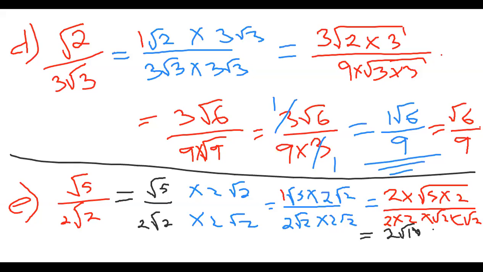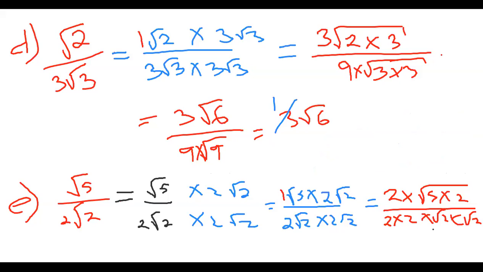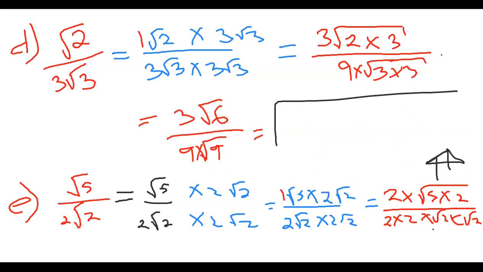Divide, let me write up here because the space has jammed. So I'll simply have 2 root of 10, and here I'll have 2 times 2, I have 4. Times 2 here, I'll have 8. I'll have, in other words, root 2 times 2, you get 2.